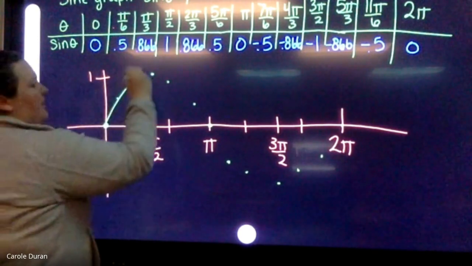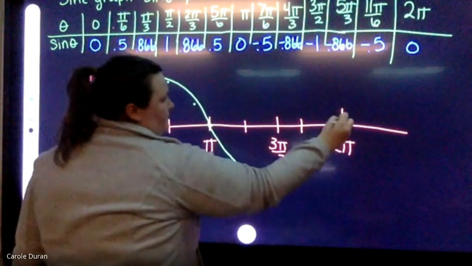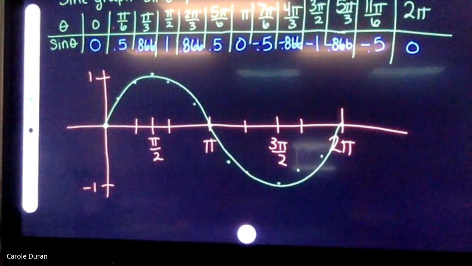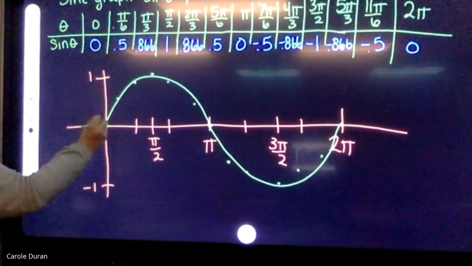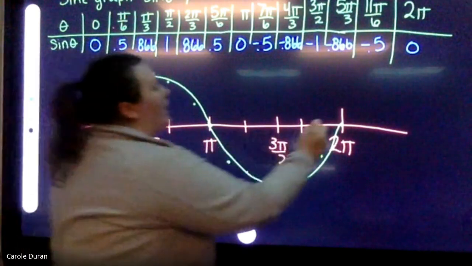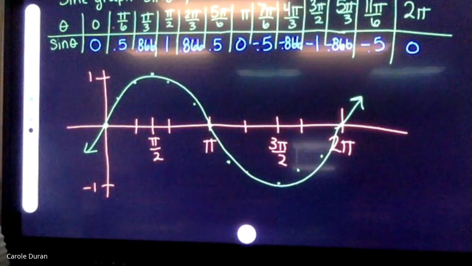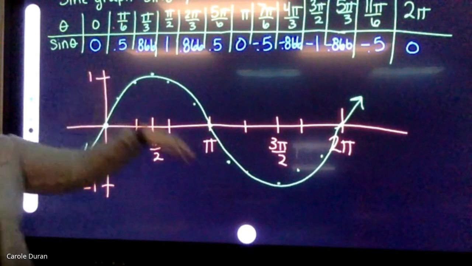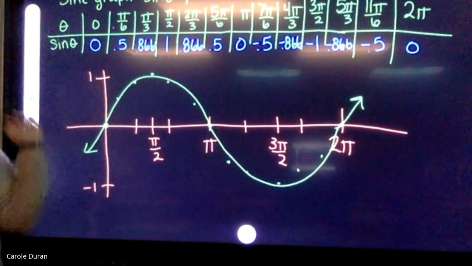So what we see is this beautiful curve that looks like that. Of course, this curve doesn't just exist between 0 and 2 pi, it also exists on either side. So this is what it looks like. All we did was take points, plug them into a calculator, and then plot them.